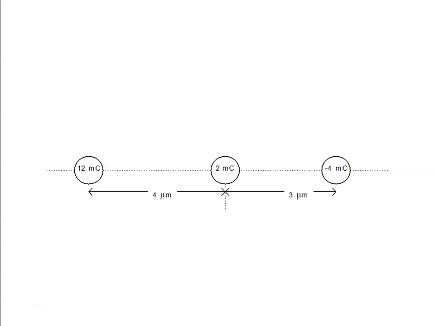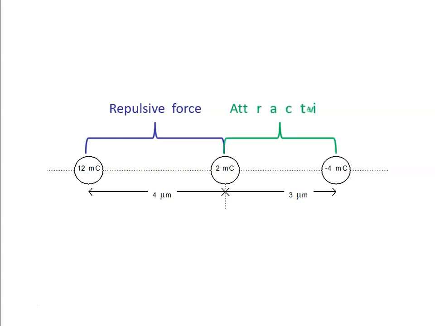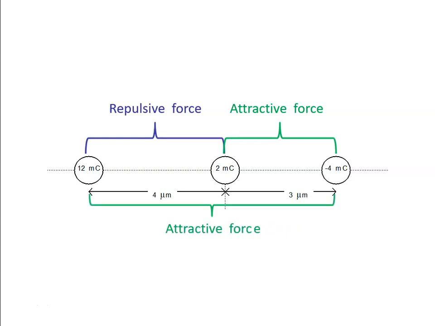Well, we look at these three charges. We notice that the charge on the left is positive, the charge in the middle is positive, and the charge on the right is negative. So that means that there's going to be a repulsive force between these two charges. There's going to be an attractive force between these two charges. And there's going to be an attractive force between these two charges.